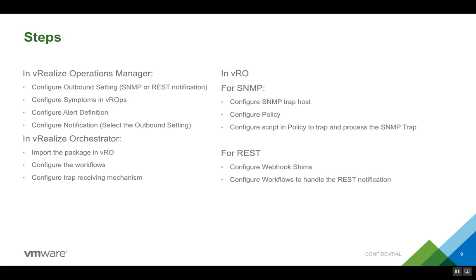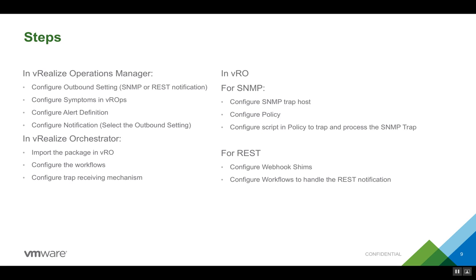Now, if we think about the steps that we need to do, first we need to configure vRealize Operations Manager. There we'll have to configure the outbound settings, SNMP or REST notification. Then configure symptoms in VROPS, that is, which symptoms we want to monitor. Configure the alerts, then configure notification for the outbound setting. That's what we need to configure in vRealize Operations Manager. In vRealize Orchestrator, you need to import the package that I'll be sharing at the end of the session.